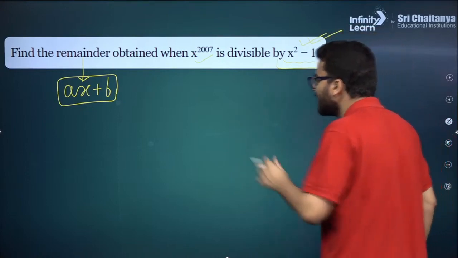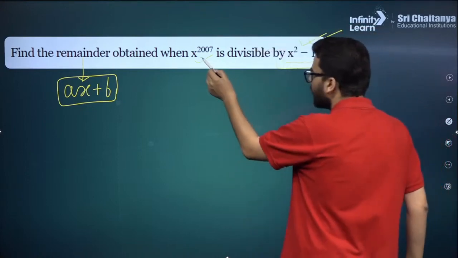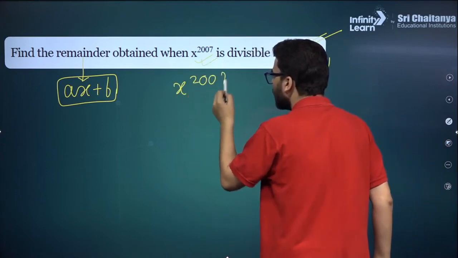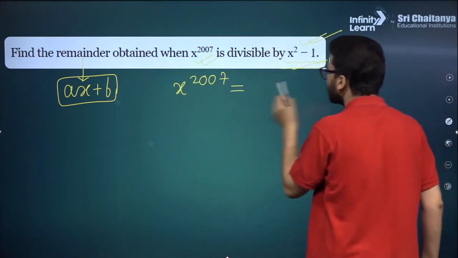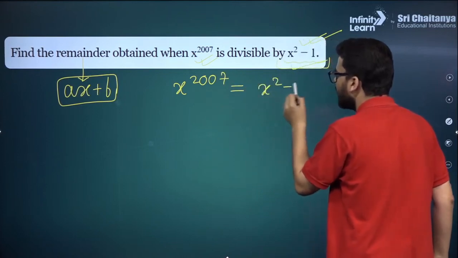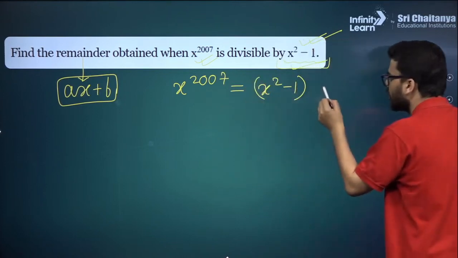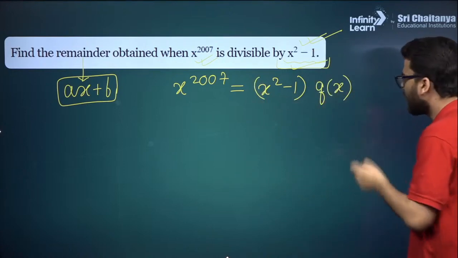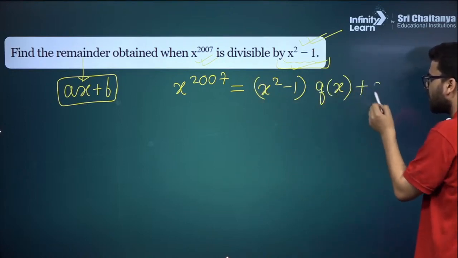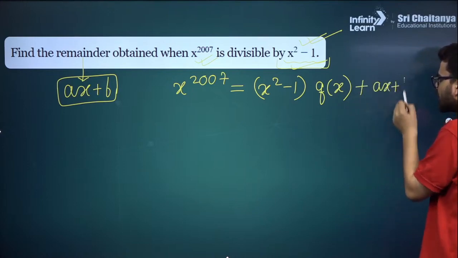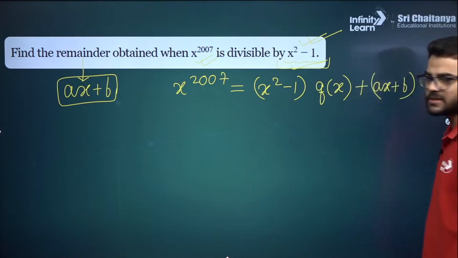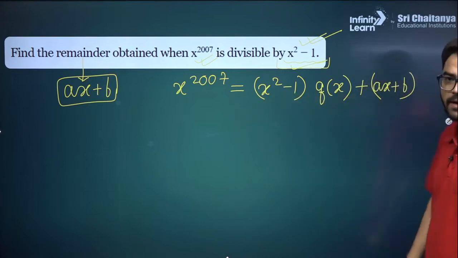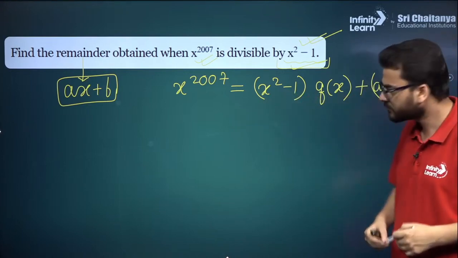Now you have studied the division algorithm. You are dividing this, so this is the dividend. Dividend is equal to divisor into quotient. This is the divisor, guys. Divisor into quotient. You don't know the quotient, right? Suppose it is q of x. Plus remainder. Remainder you have to assume in this form, ax plus b. I hope this is clear. Dividend is equal to divisor into quotient plus remainder. I hope that is clear.